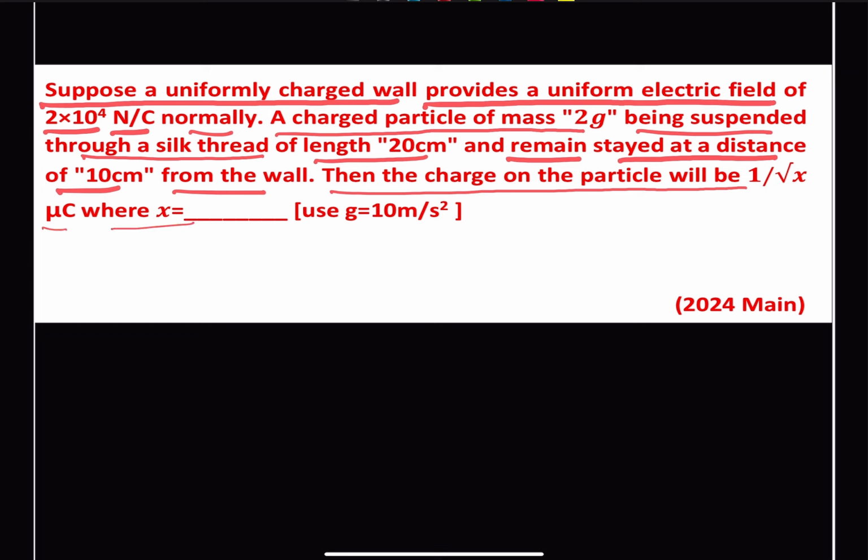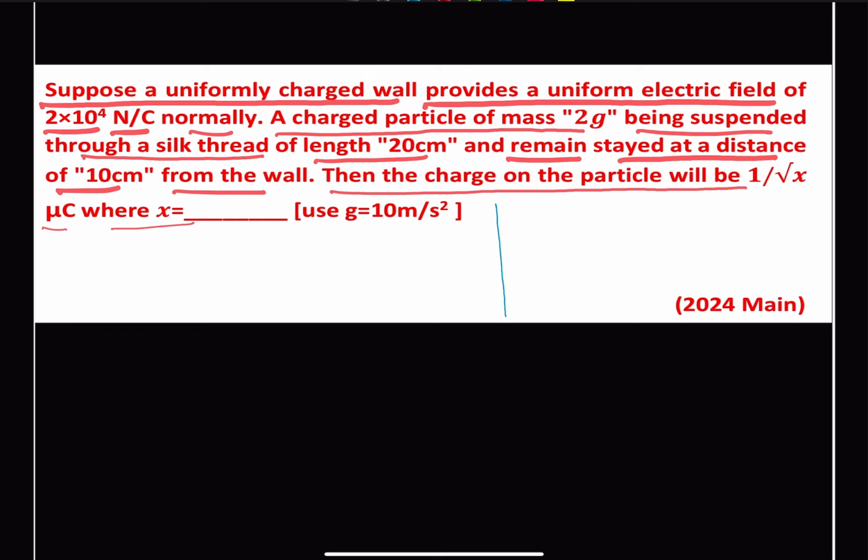So for the given, we can just draw an approximate figure. Suppose this is a wall, and it's a uniformly charged wall, and it says that the electric field is normal.